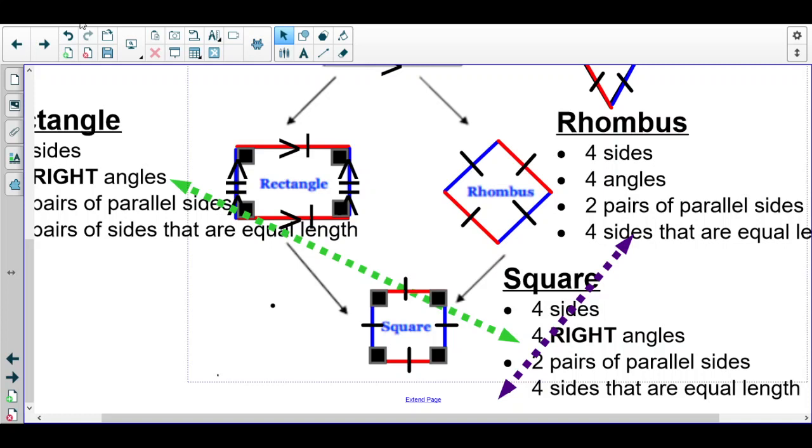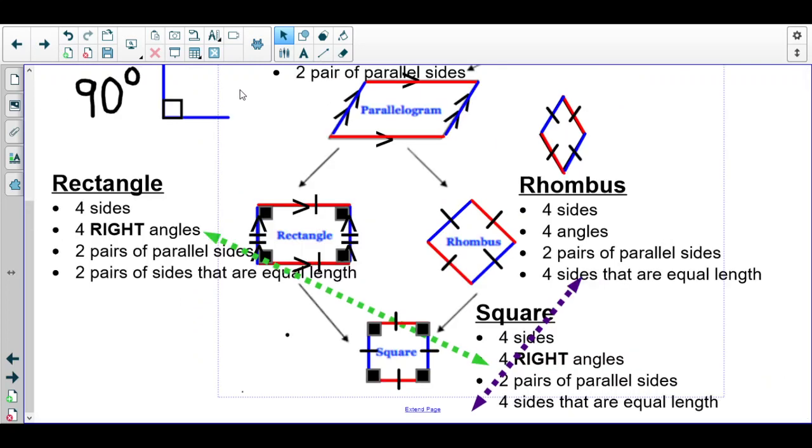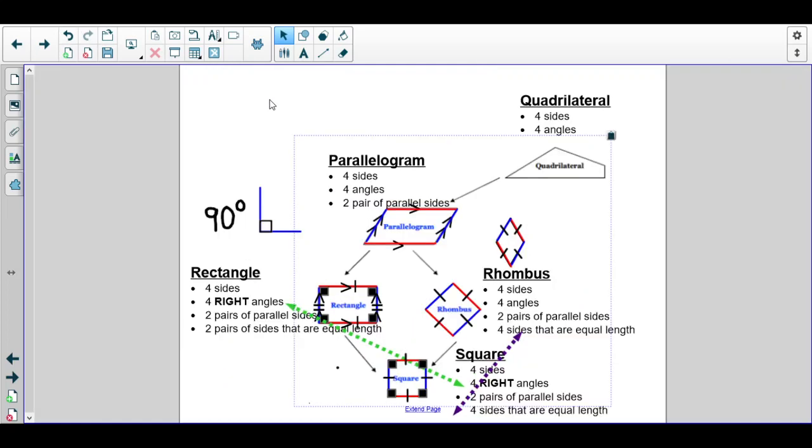Now, the bigger question becomes, when is it that a rhombus and a square are the same thing, or a rectangle and a square are the same thing, and when are they not? And that is going to be our next task that we look at. So let's get ready to move to that next challenge.